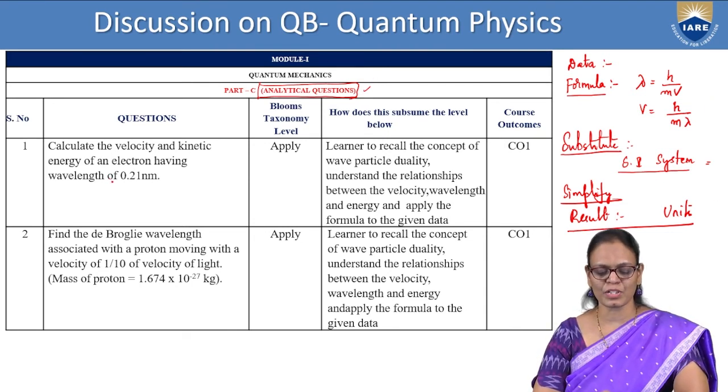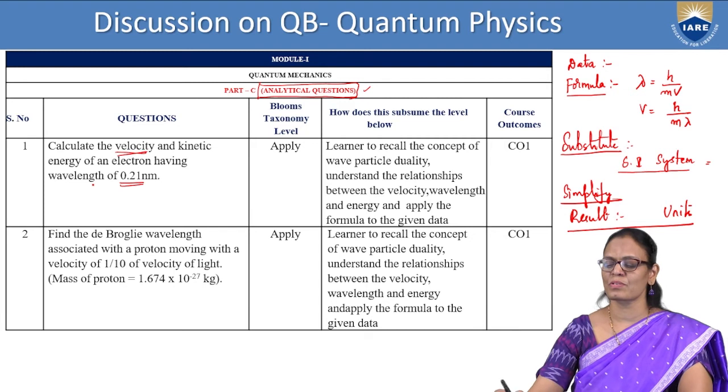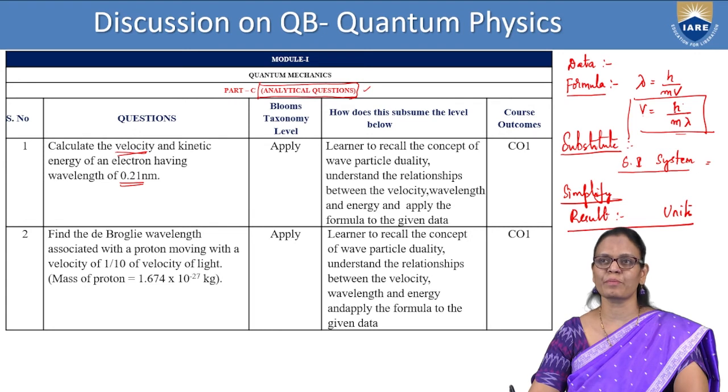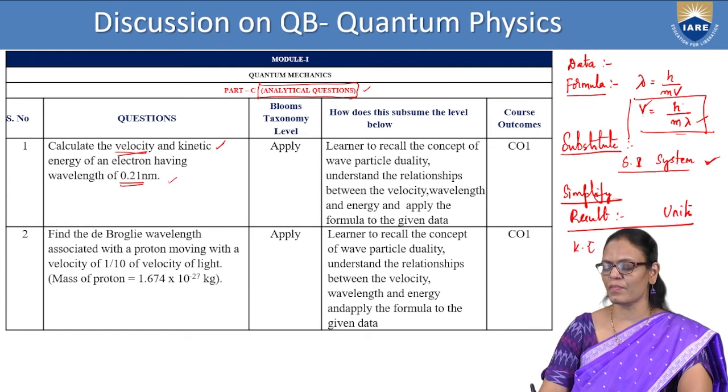So in this particular question, we are given lambda. You have to find the velocity. So v is equal to h upon m lambda. We'll use this formula. h is a constant, 6.625 into 10 power minus 34. m, the mass of the electron, is a constant, 9.1 into 10 power minus 31. And lambda is given in nanometer. So the conversion we have to remember, 1 nanometer is 10 power minus 9 meters. So do the conversion, substitute and get the answer for the velocity. If you have to calculate the kinetic energy, it is given by half mv square.